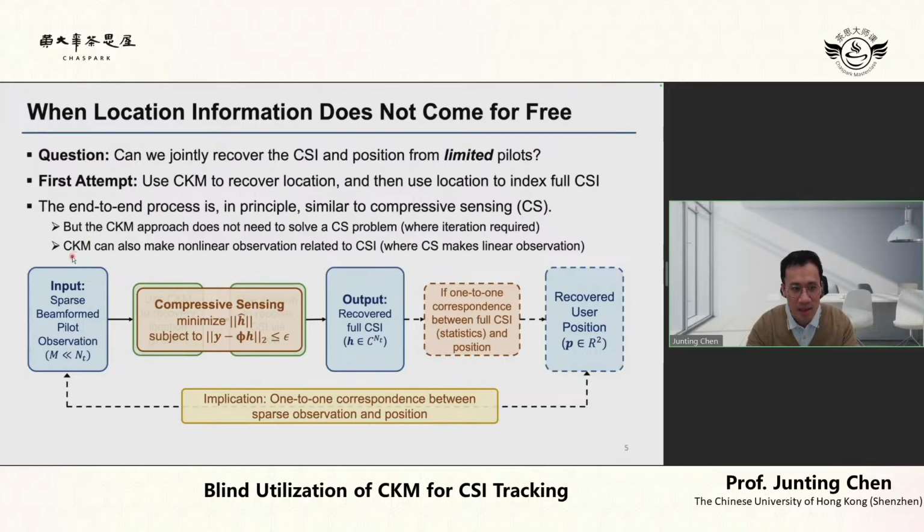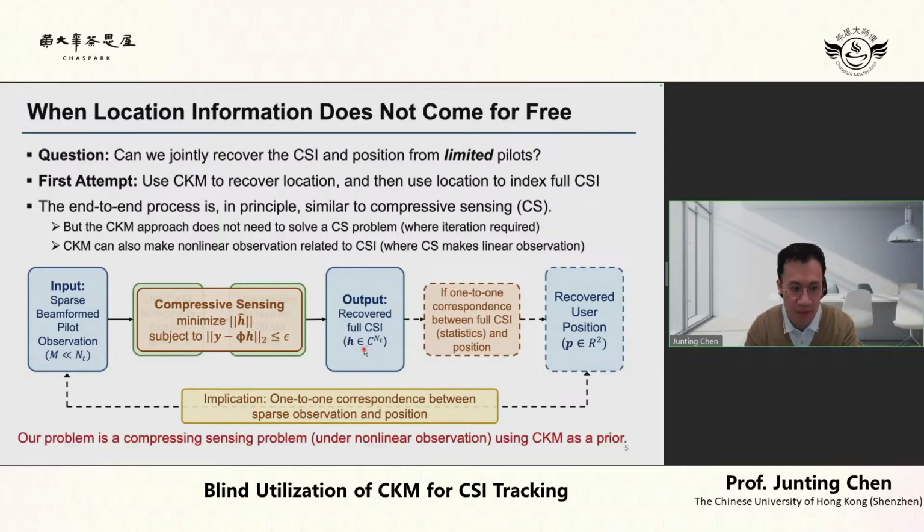And the second one is that CKM can make nonlinear observation related to CSI, whereas compressed sensing can only make linear observation, right? According to this formula, for compressed sensing, we have an observation matrix to be multiplied with the sparse representation of the channel. So compressed sensing most likely needs to use a linear observation model. However, for CKM, it does not have this constraint. So CKM is a much richer concept than compressed sensing, although the end-to-end principle is the same, to try to recover the full CSI from sparse observations.